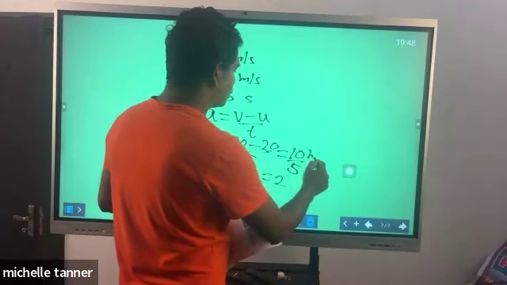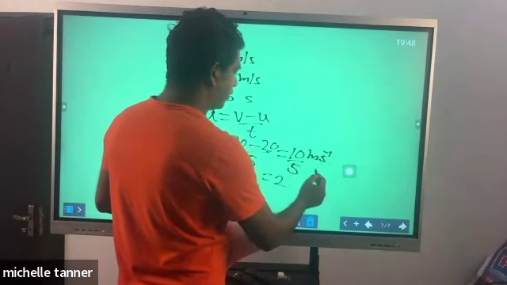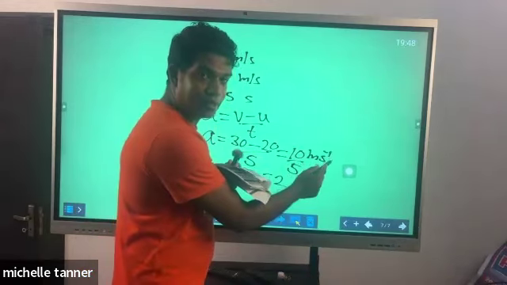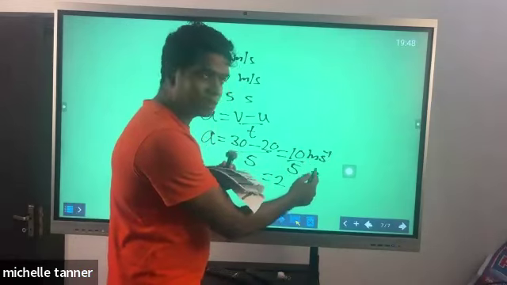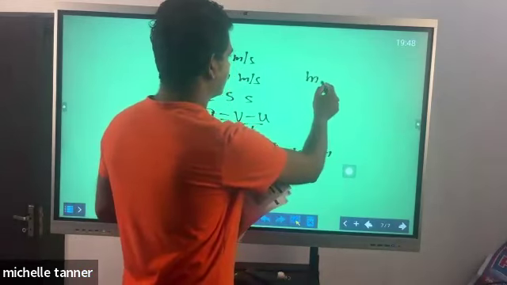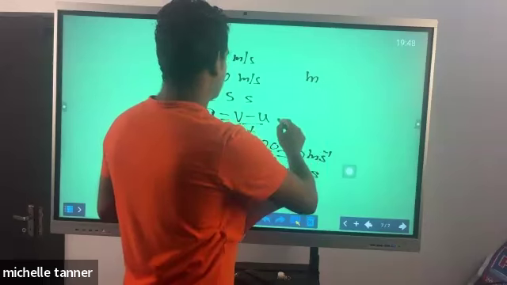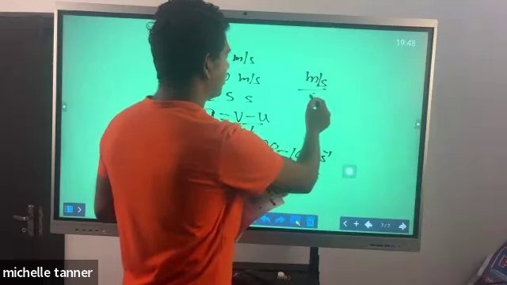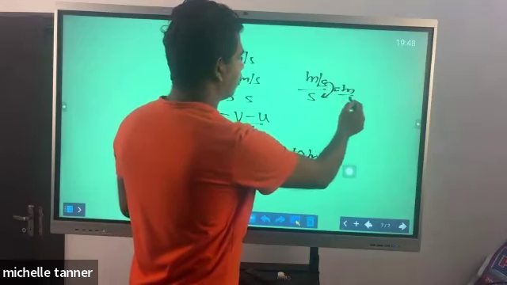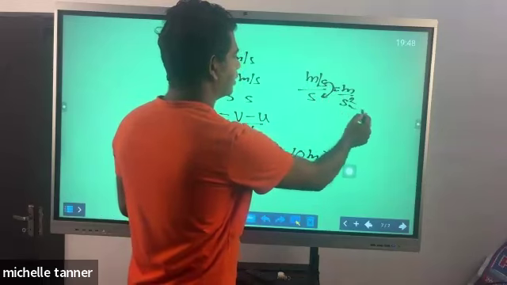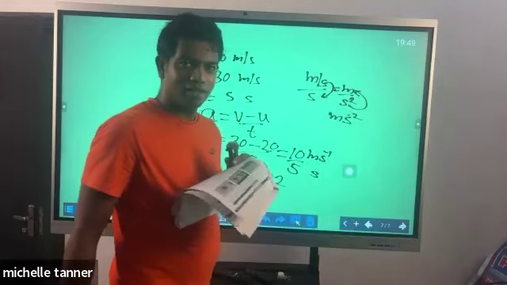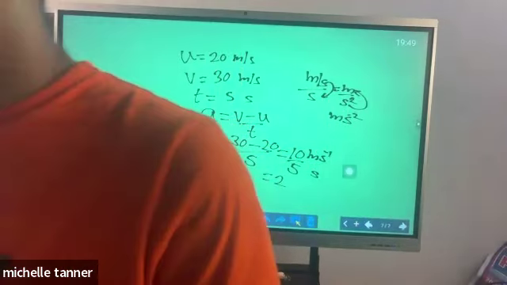The unit is meter per second divided by seconds. Then s^-1 over s gives s^-2. What is the simplification? Meter per second divided by seconds: this second goes to the denominator, giving m over square seconds, which again can be written as m s^-2. You have to know these simplifications.